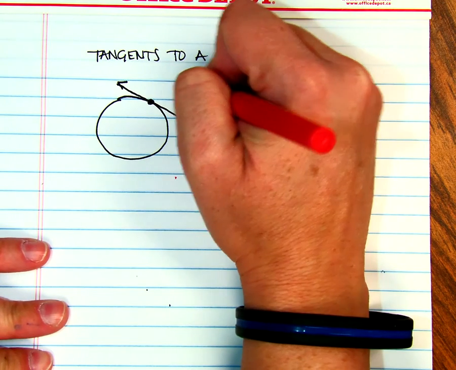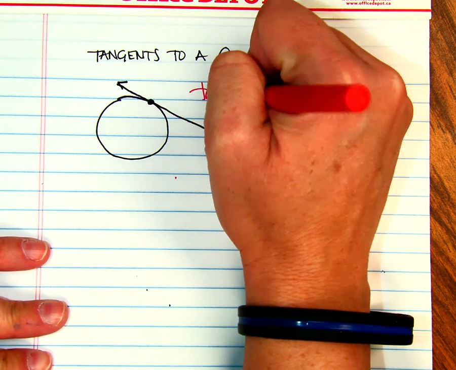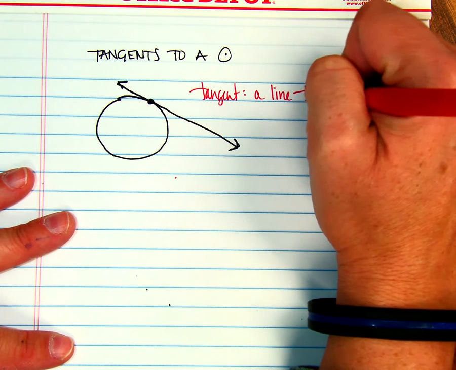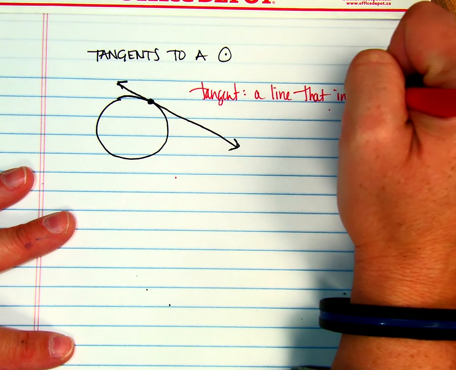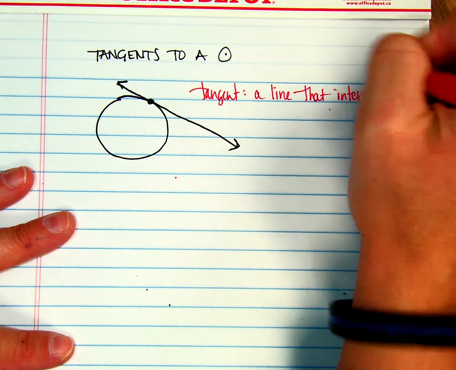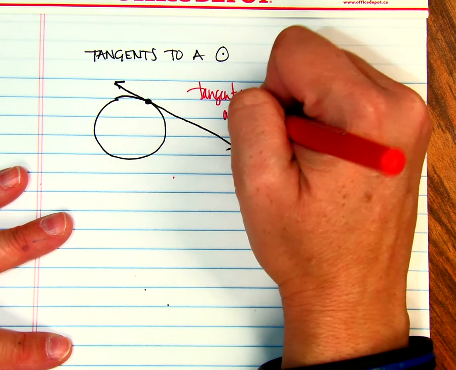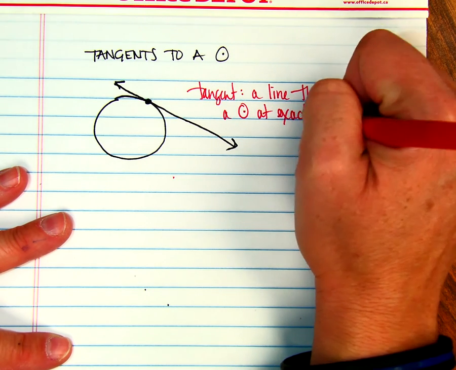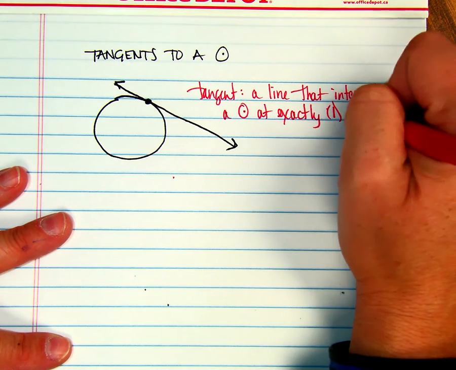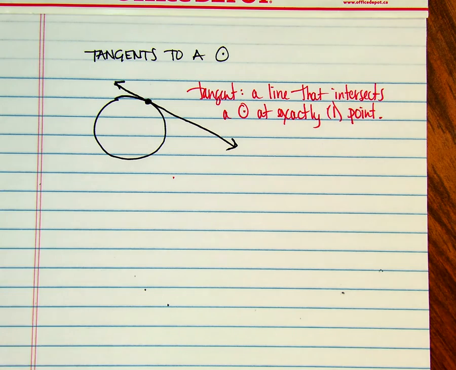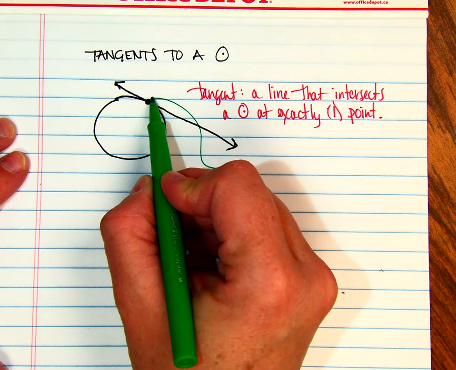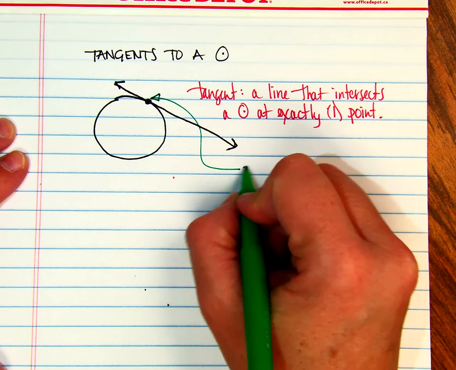So a tangent, by definition, is a line that intersects a circle at exactly one point. And that point is called the point of tangency.